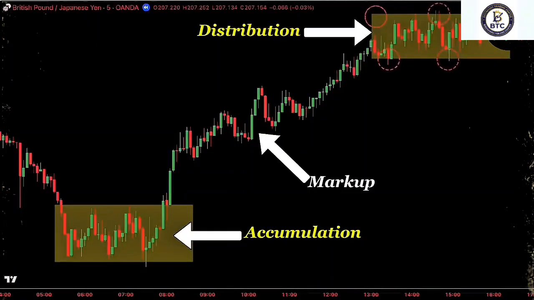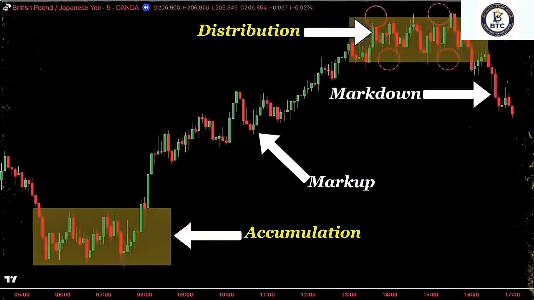At the same time, new institutions enter with selling orders, and we see the market exit the distribution phase and enter a markdown phase, where sellers dominate the market. During the markdown phase, sellers push the market downwards, supported by new sellers who see the opportunity. So this is how the market moves according to Wyckoff. It is all about accumulation, markup, distribution, and markdown.